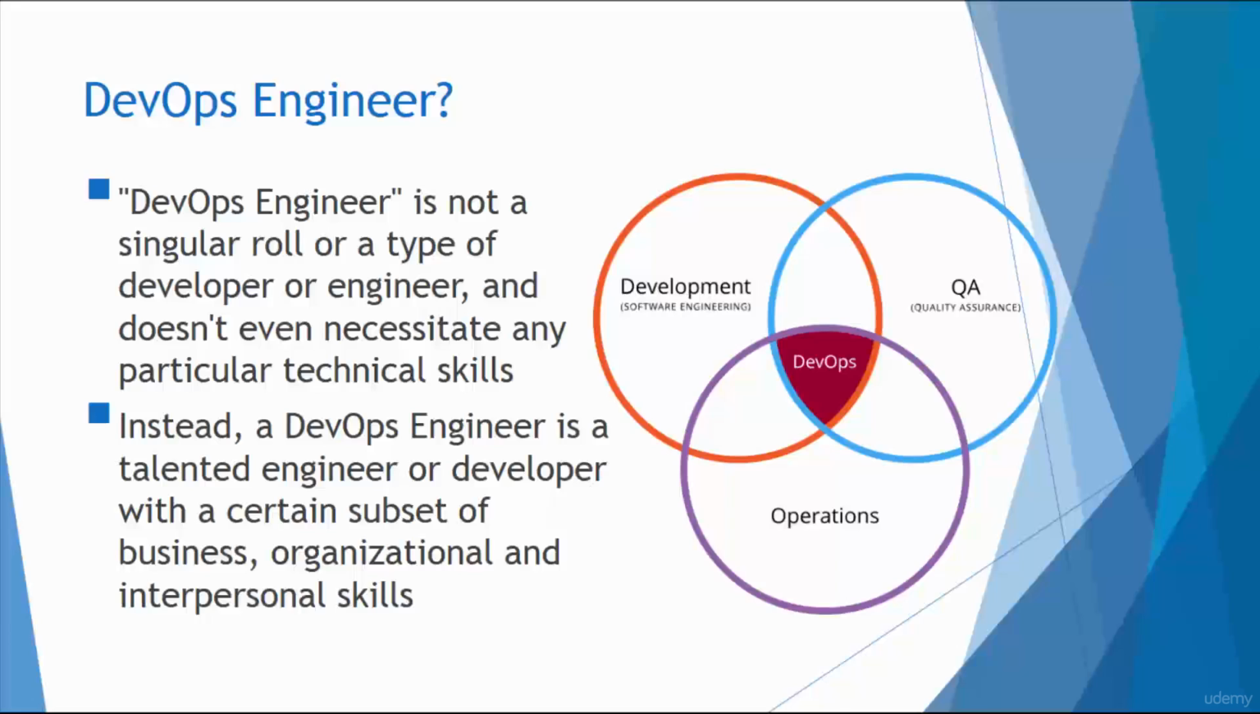So instead, a DevOps engineer is a talented engineer or developer with a certain subset of business, organizational, and interpersonal skills. So this is an added advantage if you are a developer and you're also an engineer, yet you also have additional skill sets such as excellent interpersonal skills, organizational skills, then definitely you have a lot of potential. So DevOps is basically the development, quality assurance, and operations, right? The middle part of all of these 3 elements is where DevOps lies.